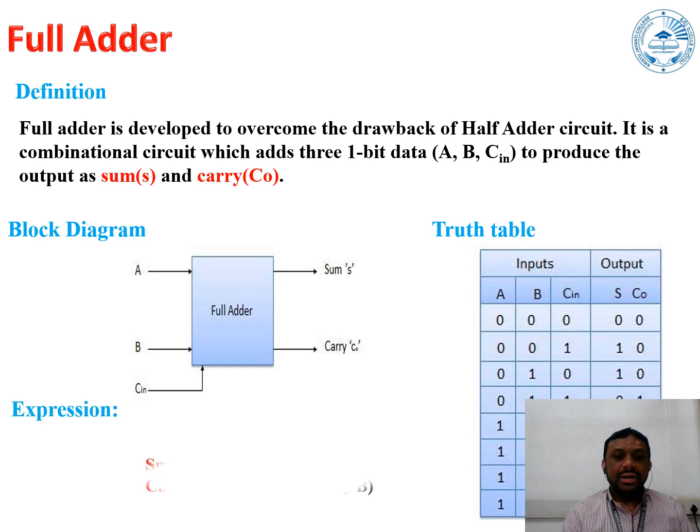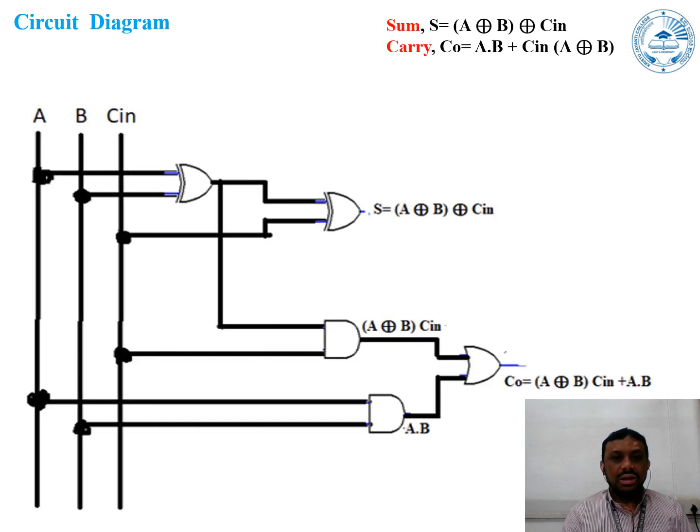So from the truth table I can get the expression. The expression for sum is S equal to A XOR B XOR C in, and carry C is equal to AB plus C in into A XOR B. So from this expression, I can draw the circuit diagram. This is the circuit diagram for a full adder. Based on the expression, I am drawing the circuit diagram. I'm not going to go into detail on how we got the circuit because I assume we have the basic knowledge of digital electronics to write the circuit using the expressions.